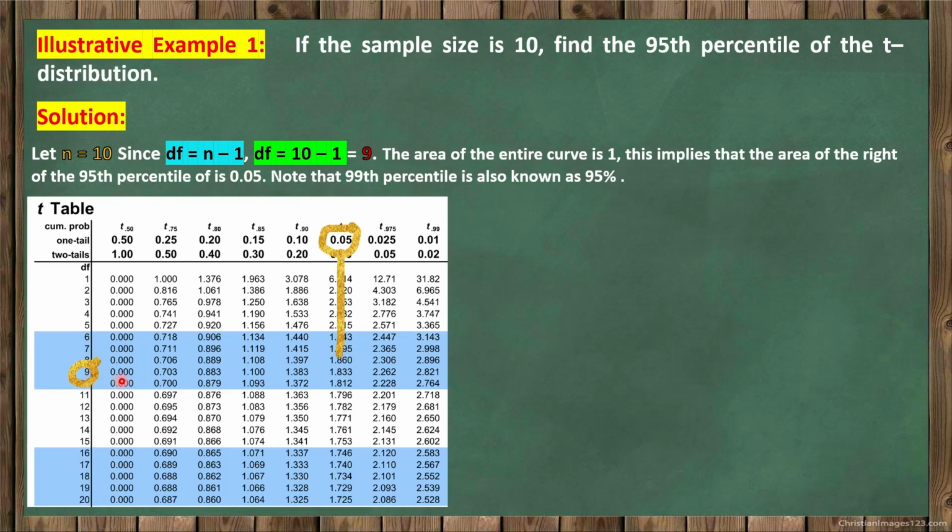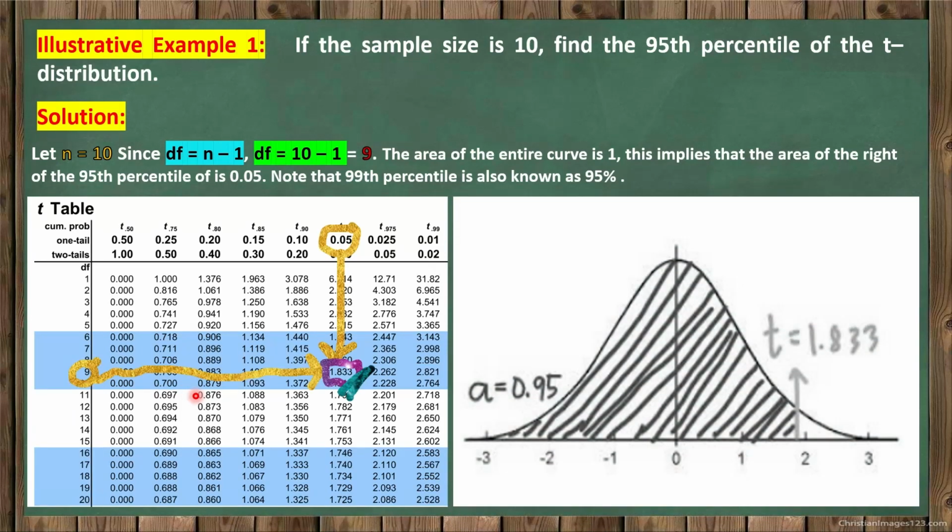Okay? And then their intersection will be 1.833. So it will look like this. Ayan. So, yan po yung ating t distribution. Ang ating t value is 1.833. Since ang hinahanap natin is 95%, ito po yung ating shaded area, kasi that's 95%. Yung 5% po na natitira, ito po yung part na yan. Okay? So, that will be example number 1.